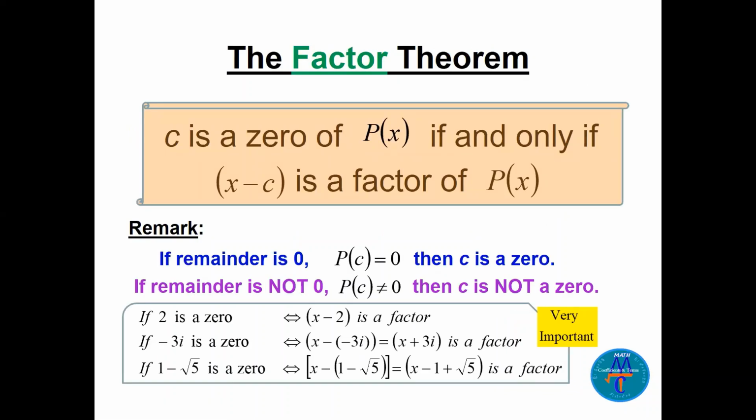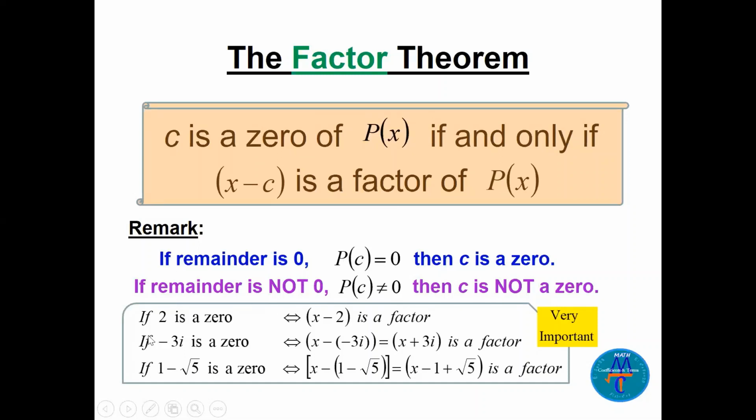Now the last theorem here, the factor theorem, we call it. It's very important, very important. C is a 0 of the function if and only if x minus c is a factor. So c is a 0. Remember here, the remainder is 0. That means P of c is 0. Then c is a 0. So all these have the same meaning. The remainder is 0. P of c, because P of c is equal to the remainder, then c is a 0. Directly we can say x minus c is a factor. Now remember, if the remainder is not 0, then c is not a 0 of the function.